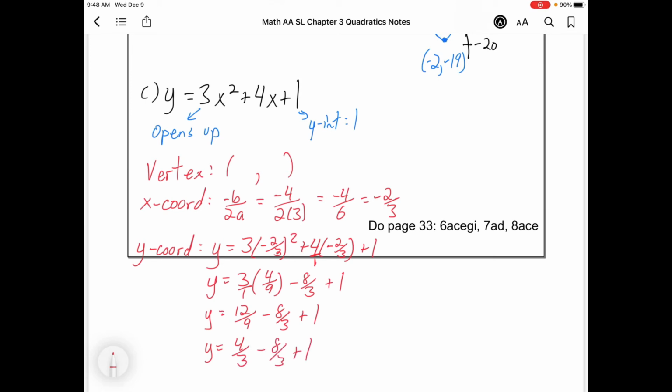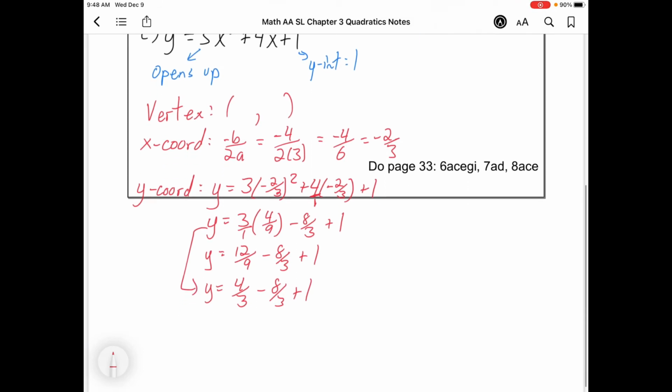And some people will go there directly from this step. All we're doing here is looking for this y coordinate. Okay, at this point we need to put all these terms together, so that means we need a common denominator. So I'll rewrite the number 1 as 3/3 and put them all together. 4 minus 8 plus 3 is negative 1/3.